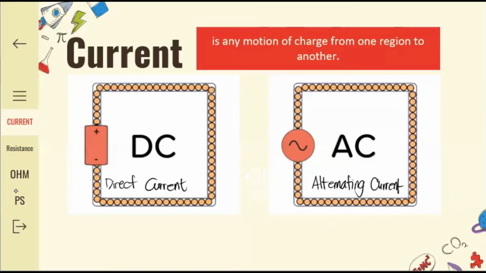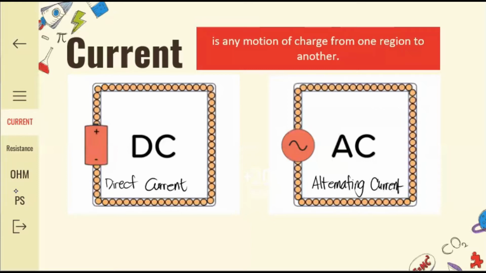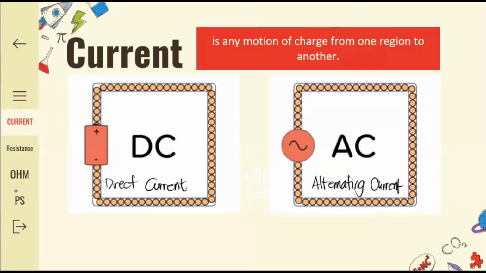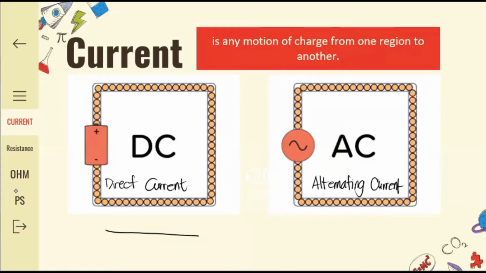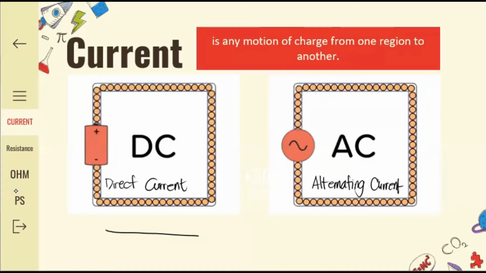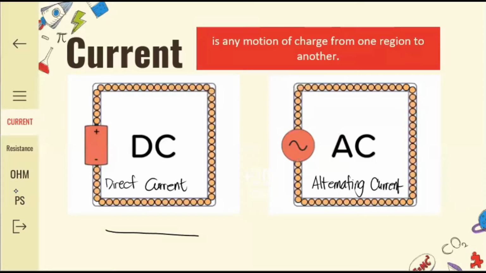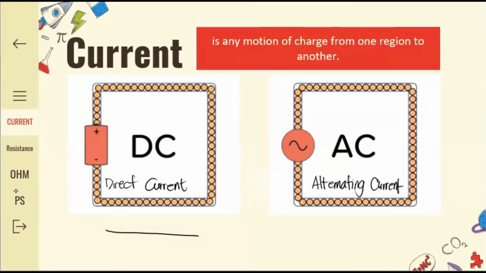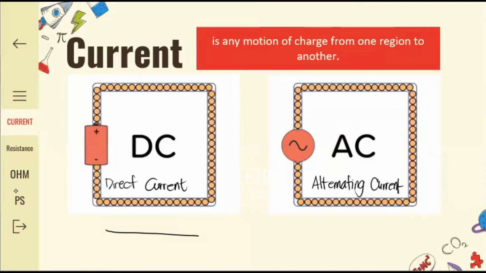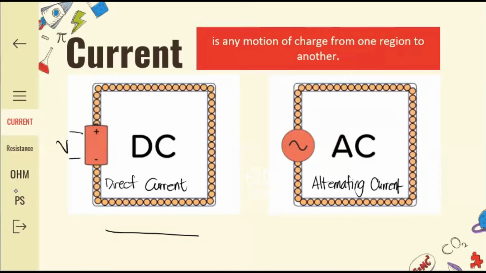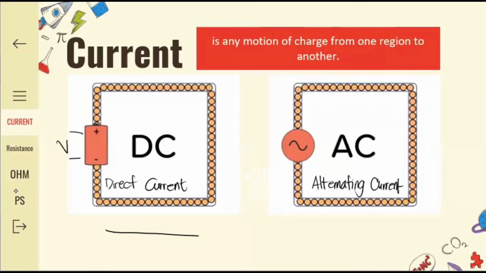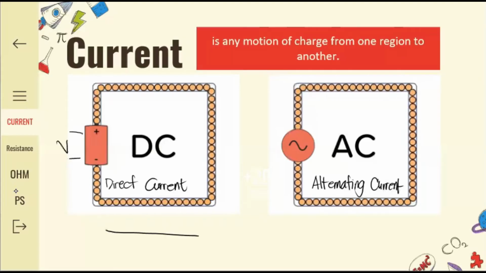Kasi if you were going to refer to our diagram, makikita nyo, continuous yung flow ng electrons natin. So, kung i-graph natin, this is a horizontal line. Straight line, continuous. And the downside of this type of current is that, since continuous na po siya, nauubos yung laman ng ating source. Kasi kinukonsume po natin siya all throughout.